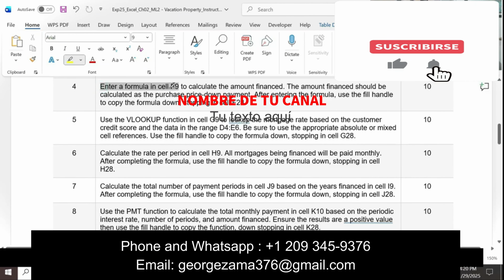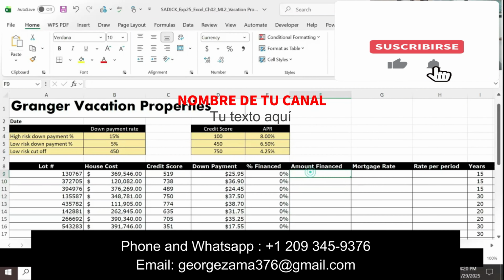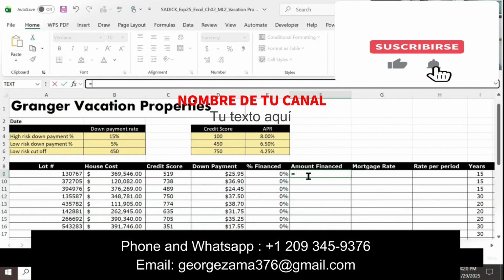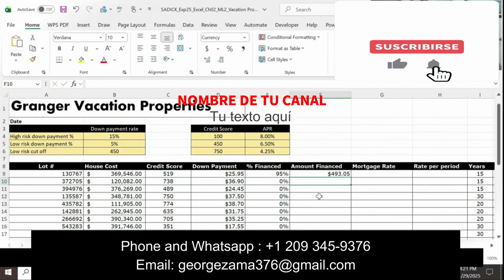Enter formula in cell F9 to calculate amount finance. Now we have to calculate amount finance. Here we have to put a formula there. What formula do we have to use? We have to calculate amount finance. The amount finance should be calculated as purchase price minus down payment. Purchase price minus down payment. So here we use purchase price, this one, minus the down payment, this one. Yes.